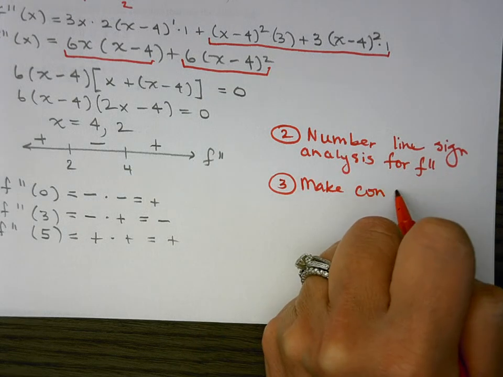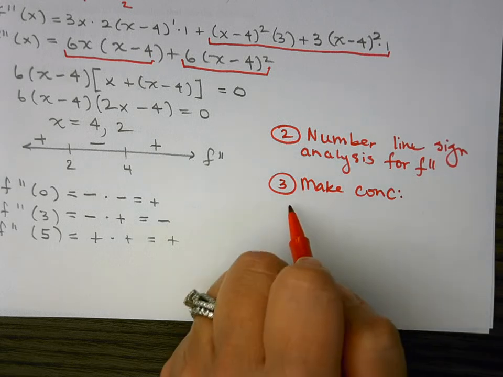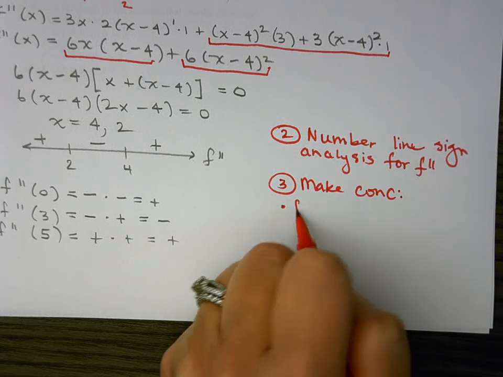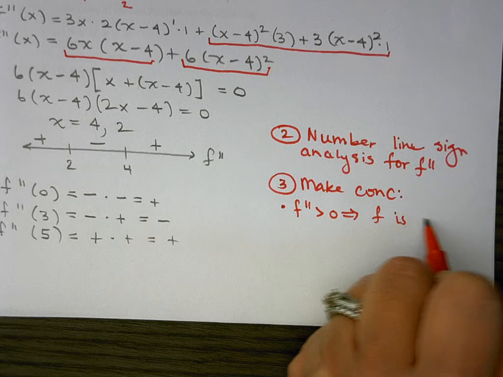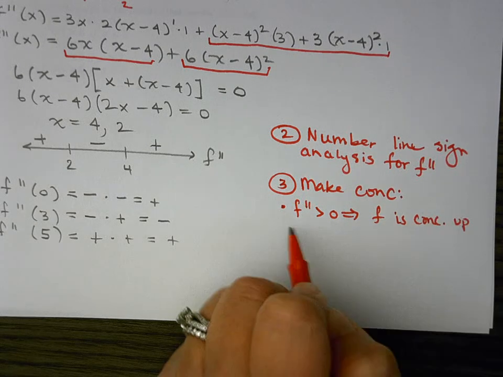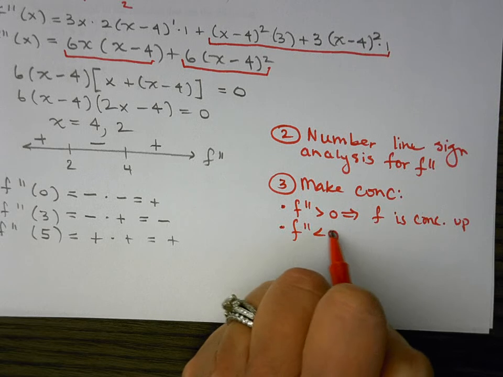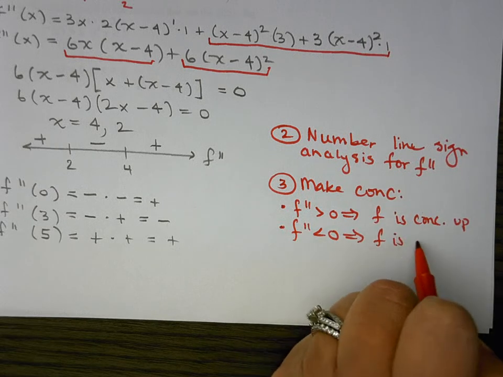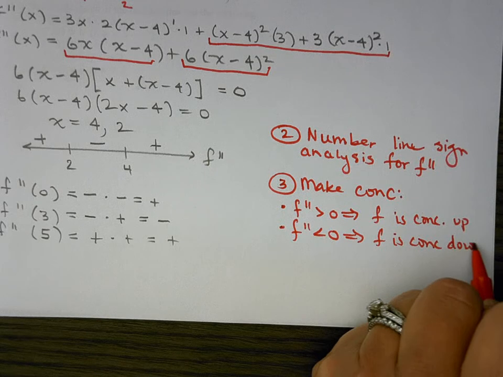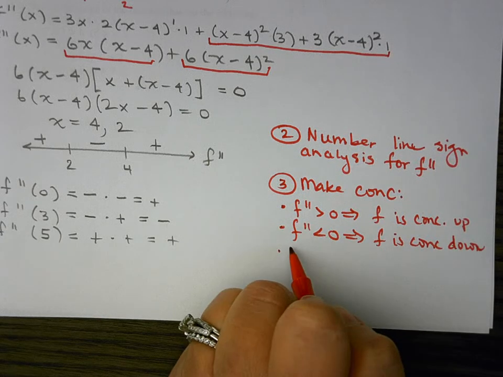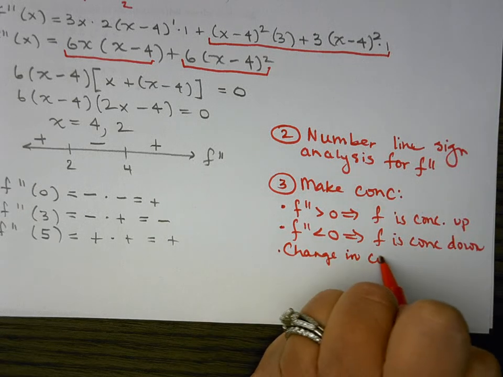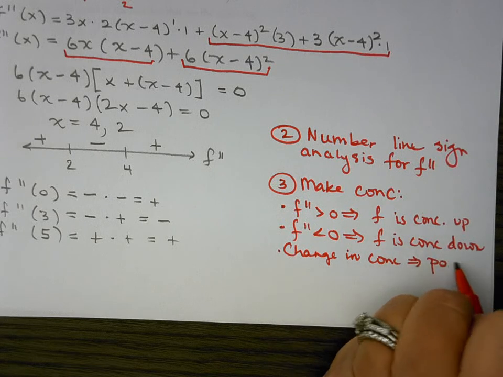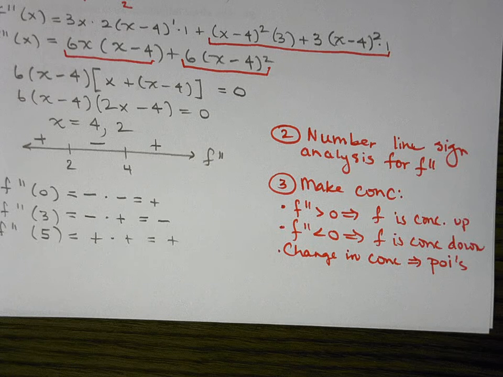Basically answer the question, right? So make a conclusion. So just going back to the definition here, whenever f double prime is greater than 0, that tells us that f is concave up, right? And if f double prime is less than 0, then f is concave down. And then finally, where we have that change in concavity, we would have our points of inflection, and I'm going to abbreviate that POIs. Okay? All right, so here is my conclusion.